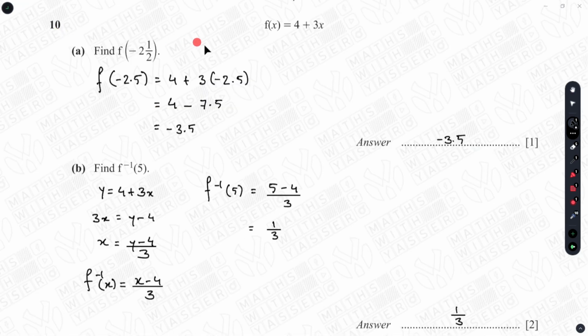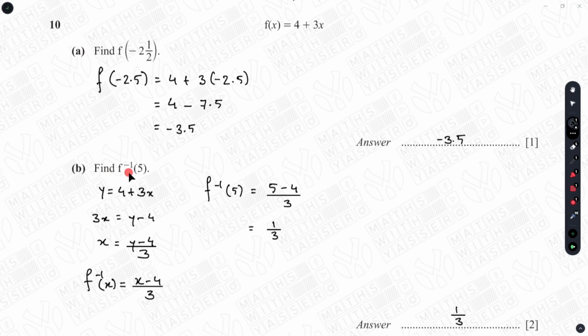Question number 10. It's given that f of x is equal to 4 plus 3x. We need to find f of minus 2.5. So that will be 4 plus 3 times minus 2.5. 3 times minus 2.5 is minus 7.5. So 4 minus 7.5 is minus 3.5.